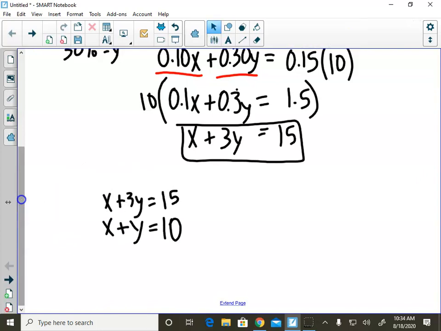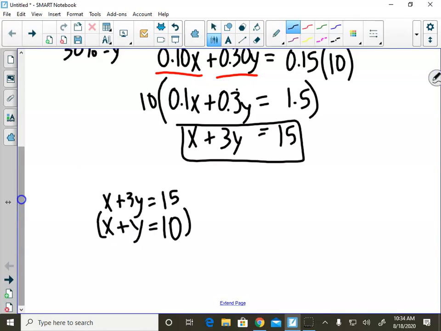I'm going to subtract this one. You can subtract them either way. But if I just subtract this, you can see my X is eliminated over here. And that leaves me with 2Y is equal to 5. And if I divide that by 2, I can see that Y is in fact going to be 2.5. So I need 2.5 liters of the 30% solution.